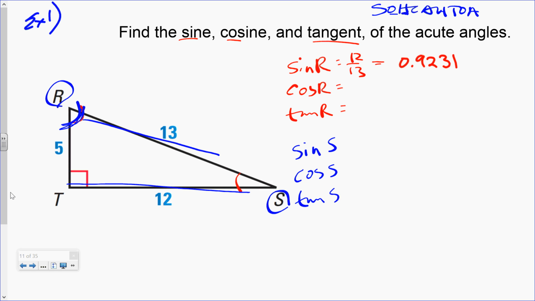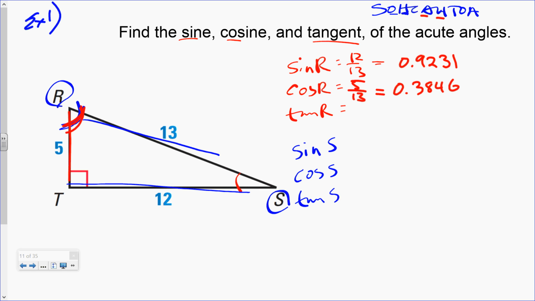If we were going to round to the 4th decimal, you look to the 5th decimal and see if it's 5 or bigger. Cosine of R. Cosine is adjacent over hypotenuse. 5 over 13. Calculator, people. We do it. 5 divided by 13. 0.3846. Cool.